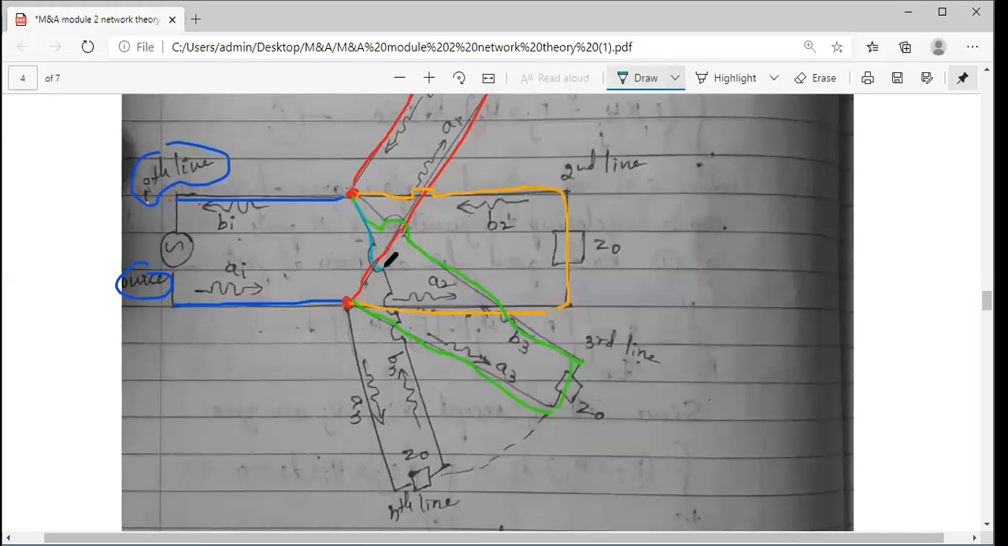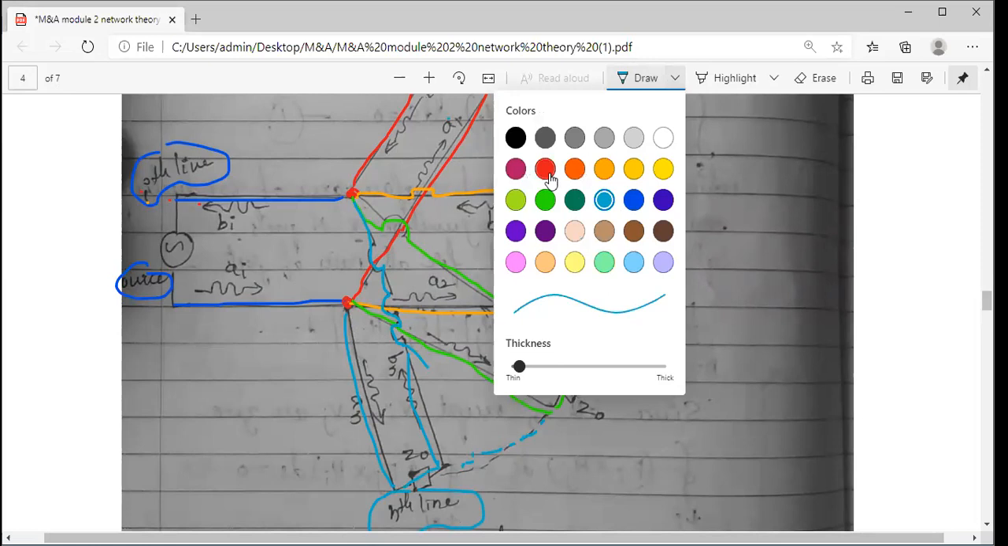I'm using a jumper here. No connection. No connection. Here also no connection. And so on, the dotted lines are indicating. So first line, second line, third line, and so on. This is some nth line. N may be any number, any integer. So this is a multi-port network representation.